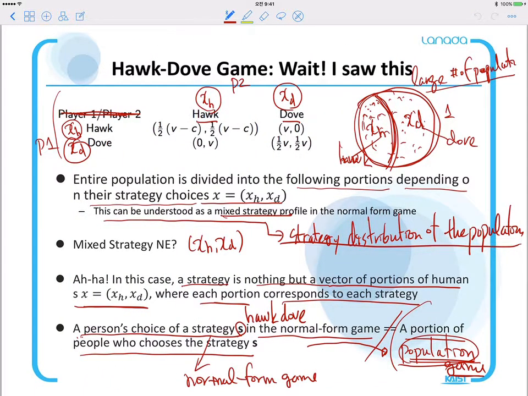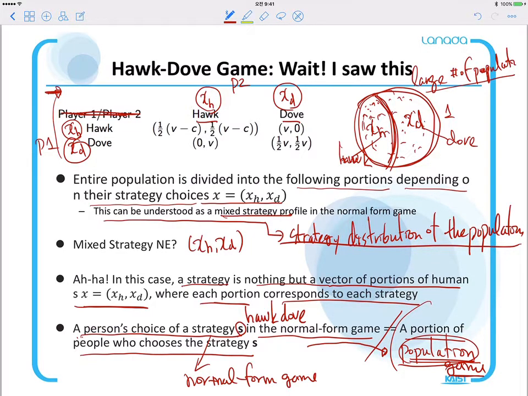So I hope that you have a sense of what's happening here. I'm just starting from the normal form game, and I have a different interpretation. From the perspective, or the assumption, that there's an entire world, like a society, and there are many populations, and then there are different distributions of the population which choose different strategies like XH and XD, and then we assume that game.